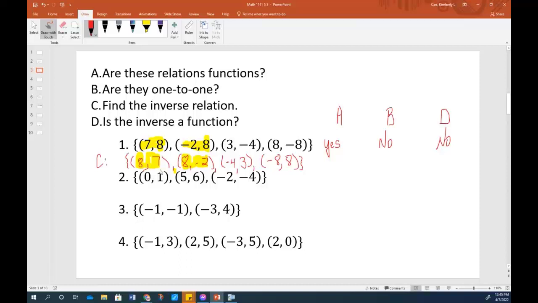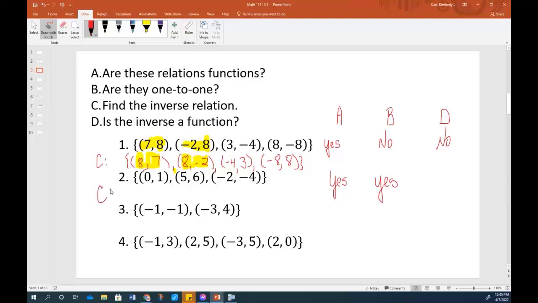Let's look at the next one. My x values are 0, 5, and -2. I don't have any x values repeated, so certainly each x only goes with one y. So is it a function? Yes. Is it 1 to 1? I've already checked to see if my x's were repeated, so now I'll look at the y's: 1, 6, -4. None of those are repeated, so it's fine in that direction also. So it is 1 to 1.